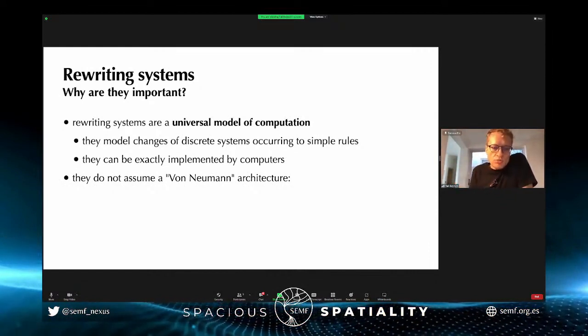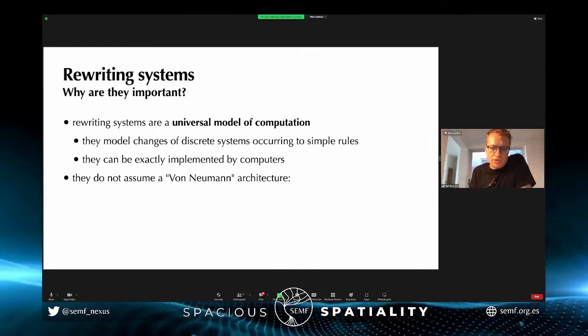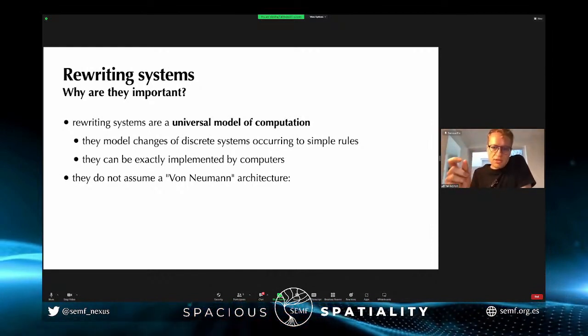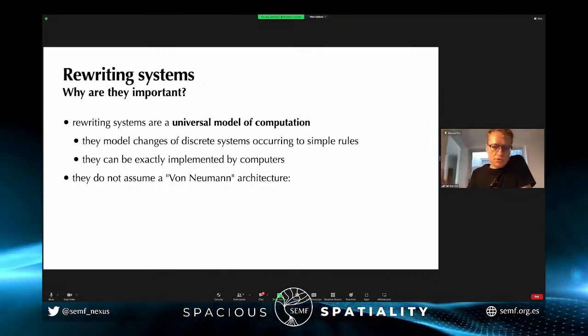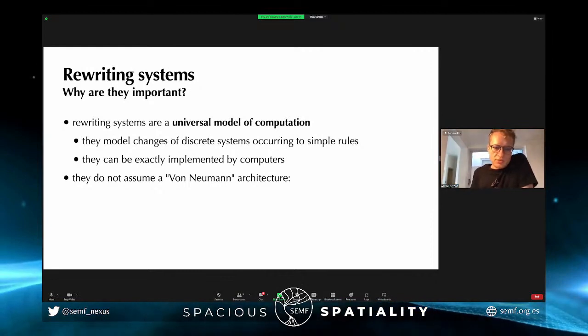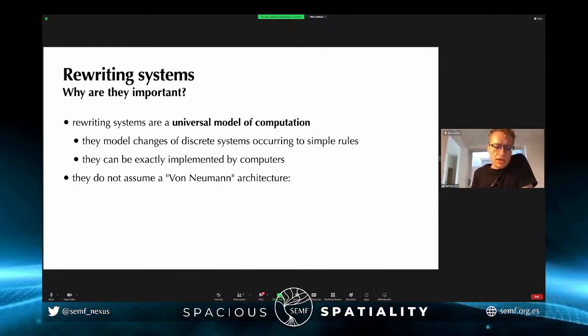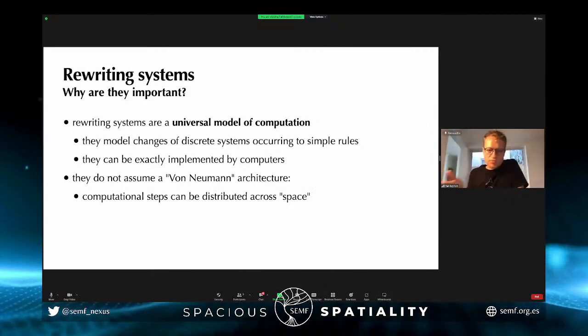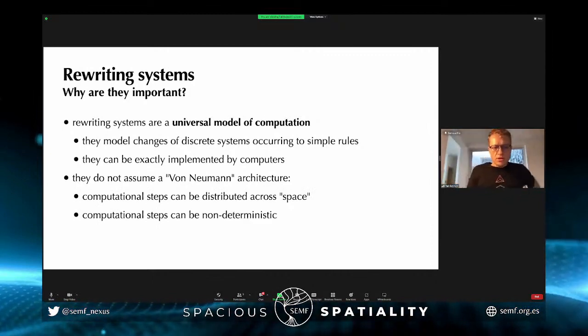Now, they don't assume a von Neumann architecture. If you're familiar with the history of computers, there's a CPU that all the computation happens in, and data gets pulled into the CPU and processed in some way. It's sort of a bottleneck for computation. Rewriting systems don't assume that. So they can have computational steps that apply in different parts of space, whatever space means.